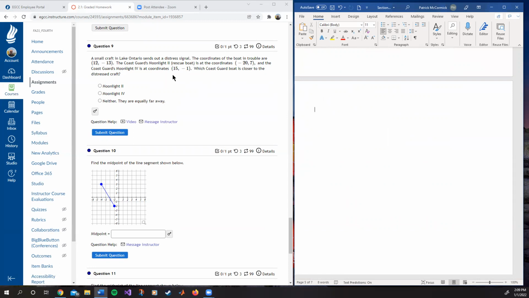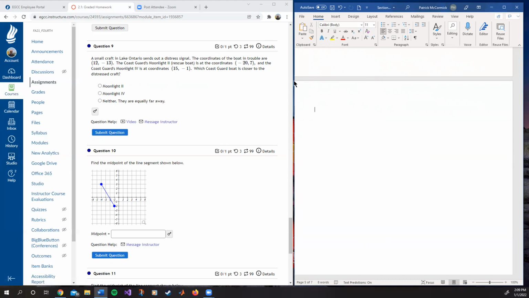Which boat is closer? So by first of all, looking at this problem, and I read through it and I see which boat is closer to me, that indicates a distance problem. So I need to calculate the distance between the craft and Moonlight 2 and the craft and Moonlight 4. And then I can tell which one is closer. So I got a little bit of work to do here. So let's go ahead and get our points down.